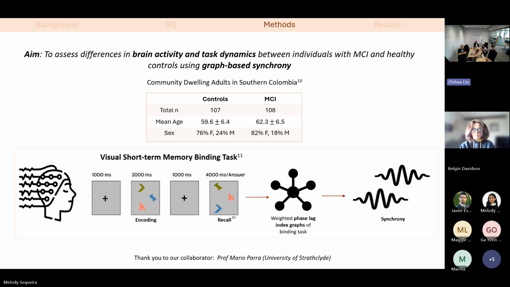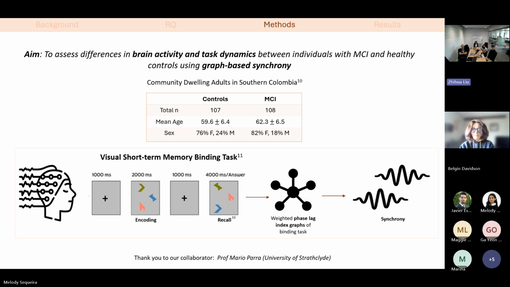The sample size is quite good in this, where we had 107 controls against 108 MCI individuals with ages about 60 years old, again, a predominantly female population. And the task that they did here was called a visual short-term memory binding task that is quite sensitive to early changes due to Alzheimer's disease, where individuals are first shown 3 shapes with different colors.